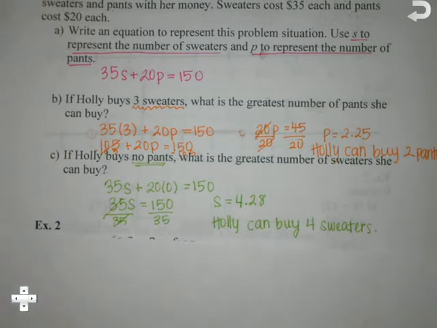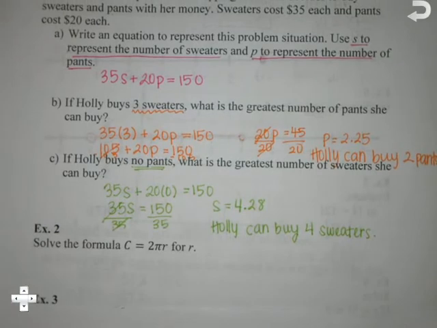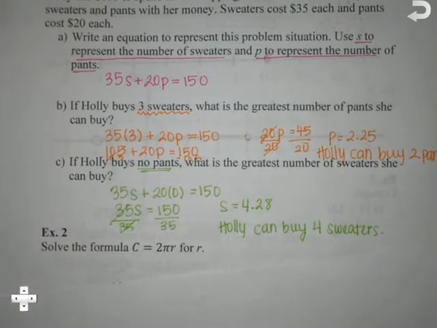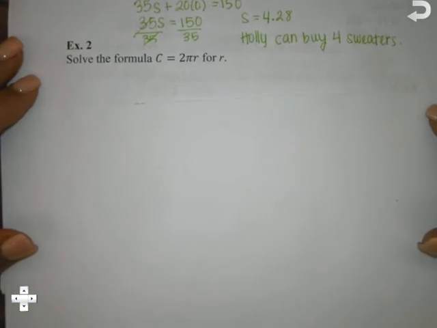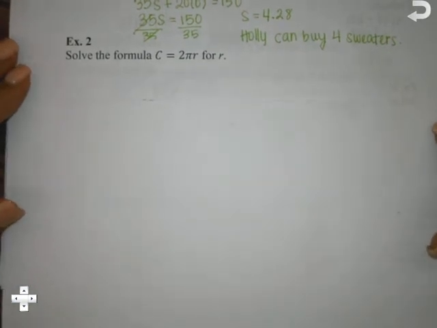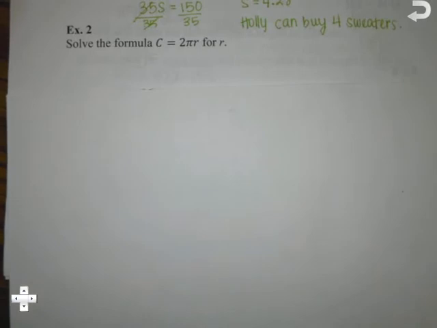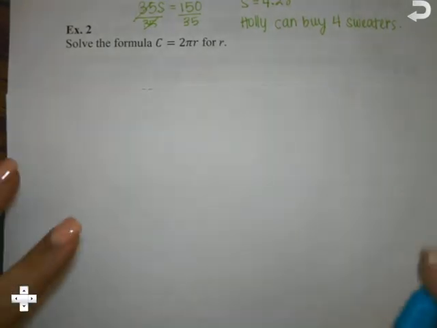Okay, so we're going to work on isolating variables a little bit. So example 2, you're going to solve the formula C equals 2 pi r for r. Does anybody know what this is a formula for? Circle area. Circle, but it's not the area, it's the circumference of the circle. So I'm giving you the formula circumference equals 2 pi r. We want to solve for r.